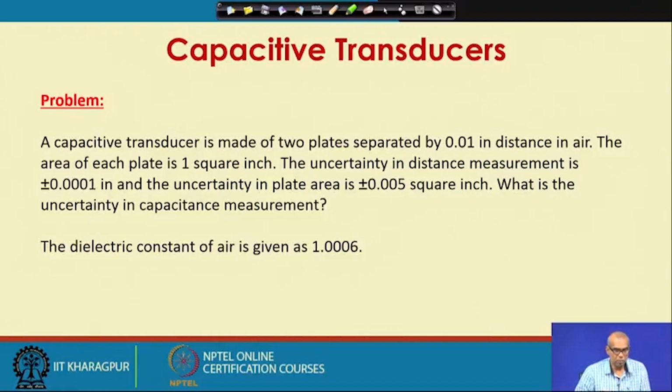Now, let us take a problem as follows. A capacitive transducer is made of two plates separated by 0.01 inch distance in air. The area of each plate is 1 square inch. The uncertainty in distance measurement is plus minus 0.0001 inch and the uncertainty in plate area is 0.005 square inch. What is the uncertainty in capacitance measurement? The dielectric constant of air is given as 1.0006.